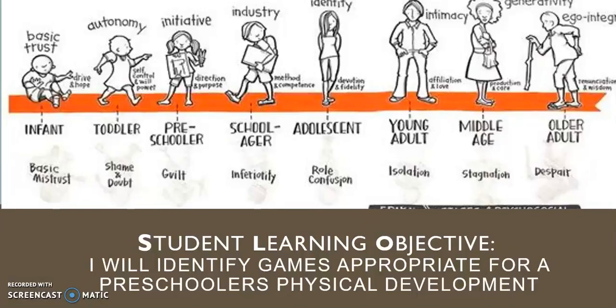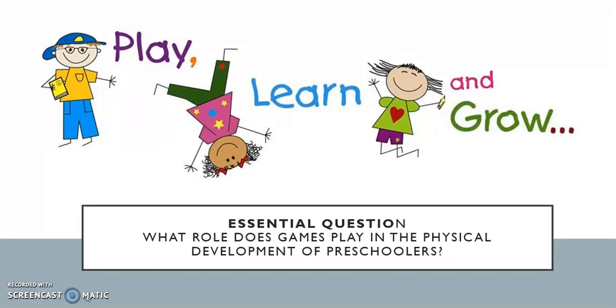All right, so I made this PowerPoint for you and I put it in your OneDrive, so you'll be able to change it. But your first slide says student learning objectives. And if I were you, I would ask the student to write this down, write SLO. I will identify games appropriate for a preschooler's physical development. That's your learning objective. Next slide, essential question, which is an AVID strategy.